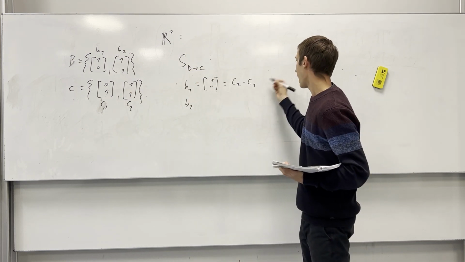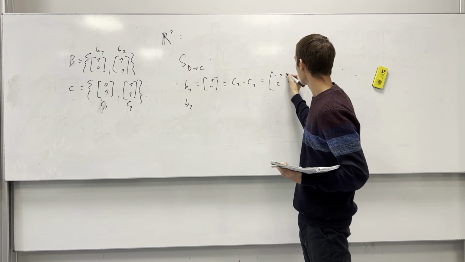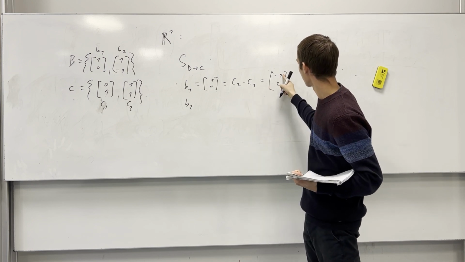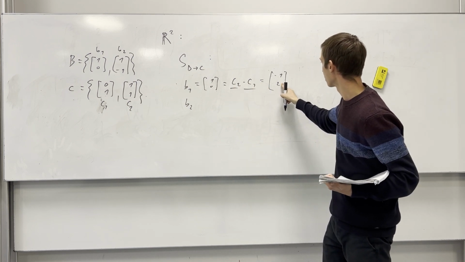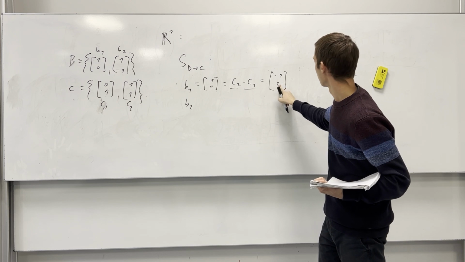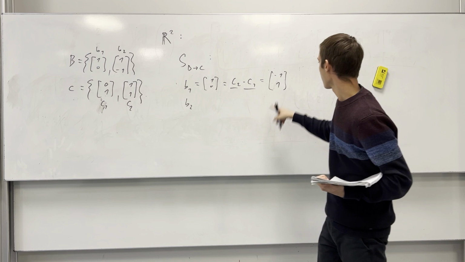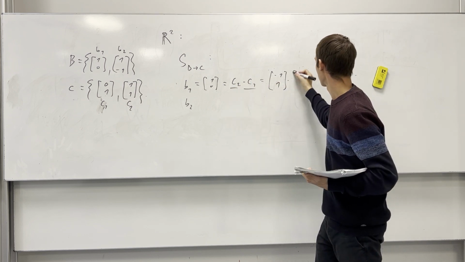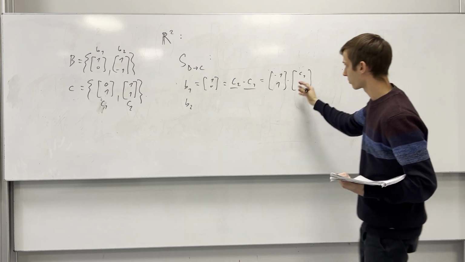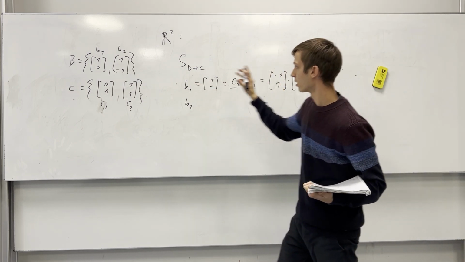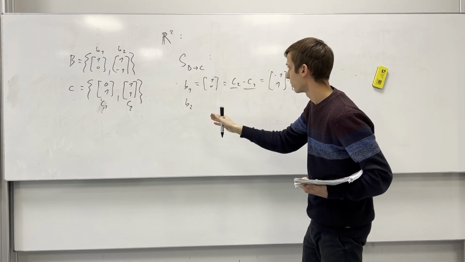That's what I mean. And in a vector way, I can write it like this: minus 1 and 1, because minus 1 is the coefficient for C1 and 1 is the coefficient for C2, like this, times C1, C2. So this is the way to express B1 in terms of the basis vectors of C. So one of the basis vectors of B in terms of the basis vectors of C.